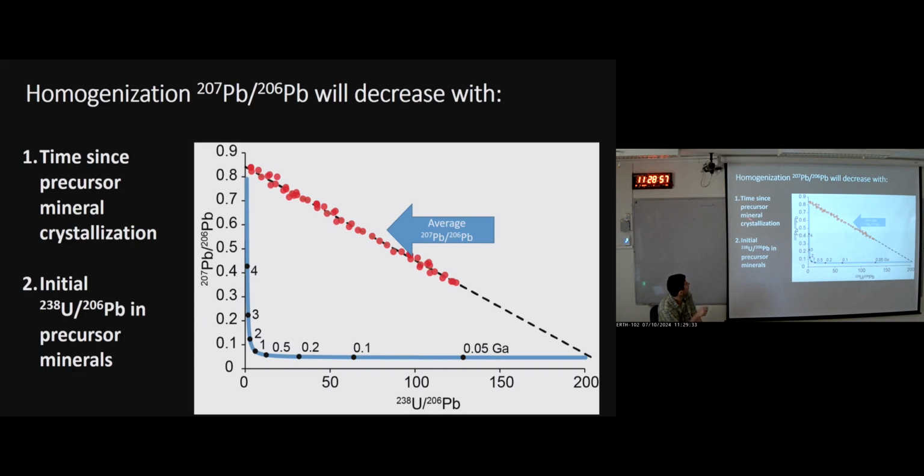And we know how much time has passed between deposition and alteration, right? We know the stratigraphic age, we know the uranium-to-lead age. So we can calculate what was the initial uranium-to-lead ratio in the precursor, in the dolomite precursor mineral, right? So this is going to be our proxy.